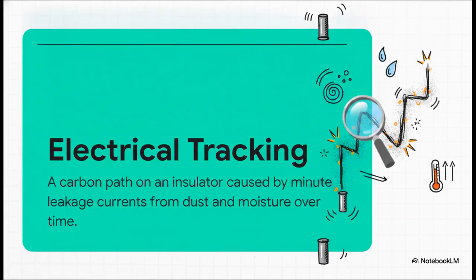Well, tracking is this highly destructive, invisible surface phenomenon where environmental contamination essentially creates a conductive track across what's supposed to be a completely safe insulator. When you have two conducting terminals sitting at a high voltage and the insulator right between them gets contaminated by moisture, maybe some thermal cycling, or just everyday dust, tiny, minute leakage currents start to flow. Over time, these currents literally carbonize the surface of the insulator. It turns a non-conductor right into a live conductor.